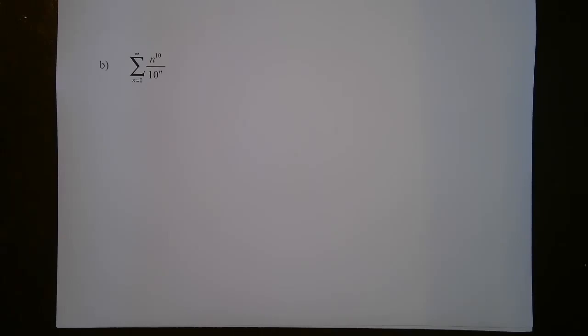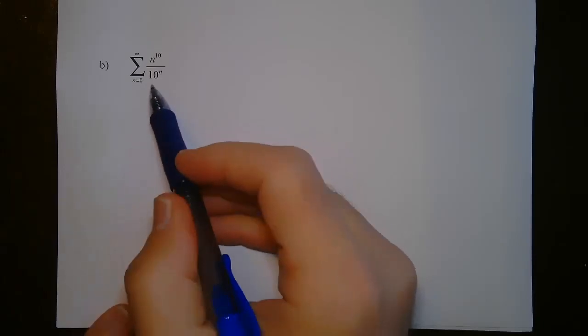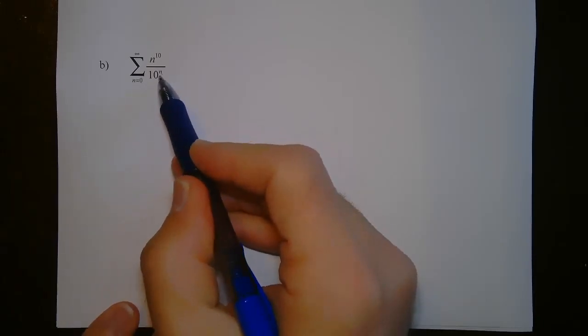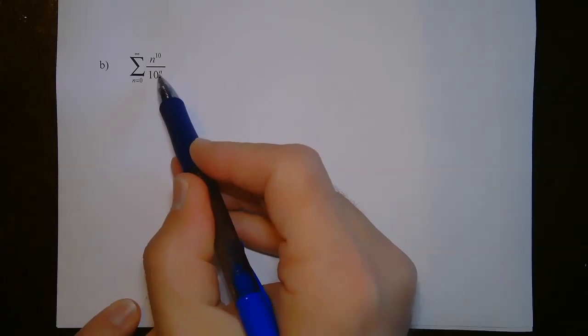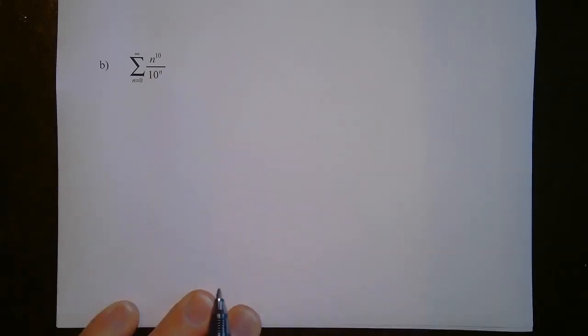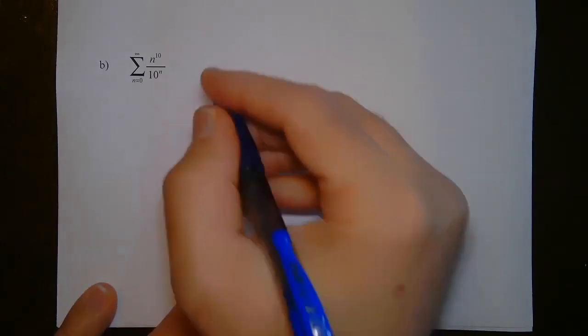And for this one, I'm going to look at the ratio test. Why am I looking at the ratio test? One, because it's 10 to the n power. So when you have an nth power, or you have some type of factorial, you should be thinking, maybe use the ratio test. So let's take a look at this.